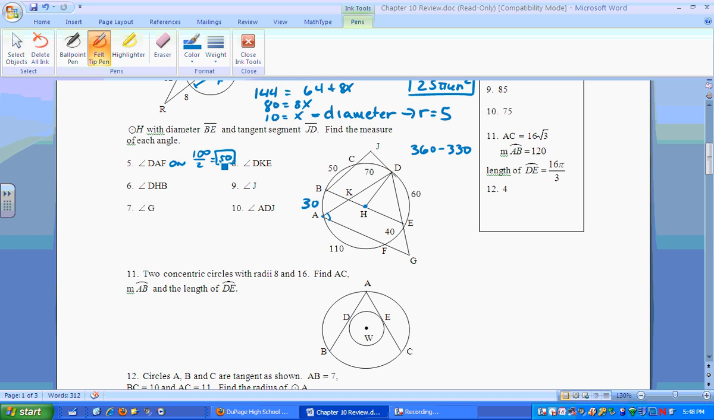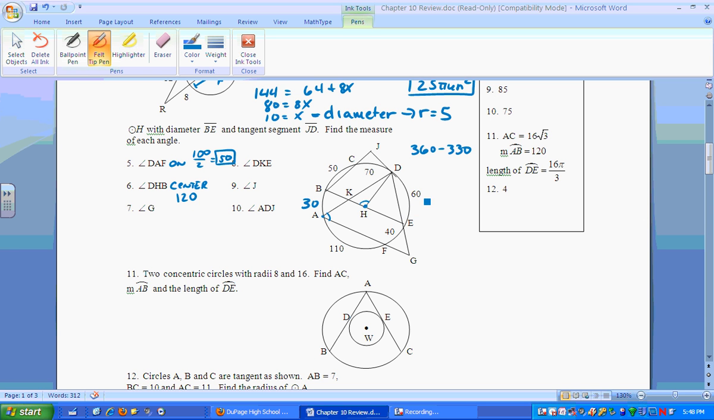In 6, we're looking at angle DHB. DHB is at the center of the circle. At the center, the angle is just the arc it opens to. So we see it opens up to the 50 and 70. So your answer ends up being 120.